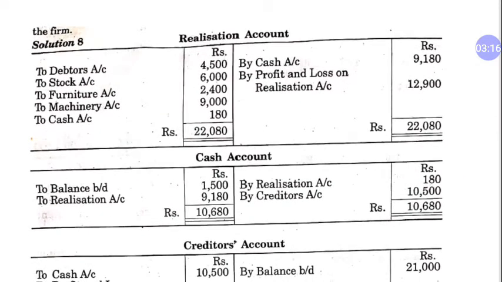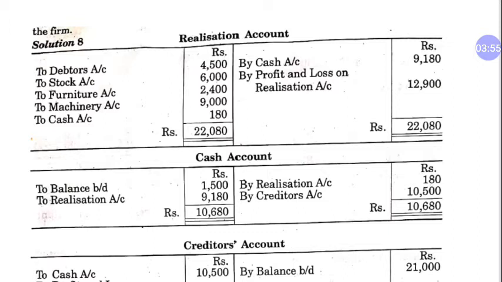So dear students, as you can see, in the realization account we transferred all our assets on the debit side at their book value: debtors, stock, furniture, machinery. On realization of all these assets in the market we receive cash of 9180, and payment of dissolution expenses is 180. So we have a balance of 12,900, which we are transferring into our profit and loss realization account, not into the partners' capital account. Okay. So this is our first method, where we are transferring our realization balance into the profit and loss realization account.